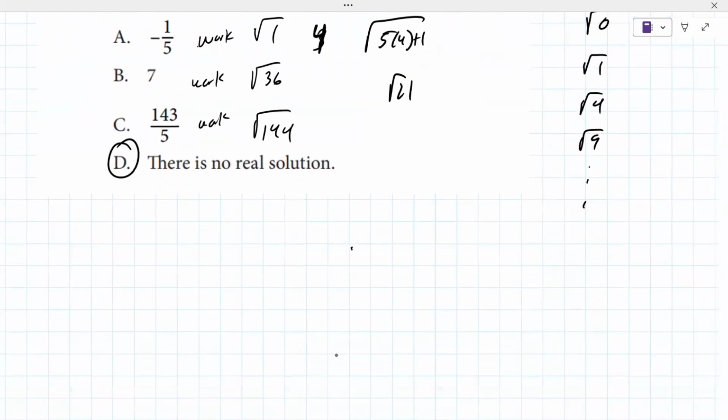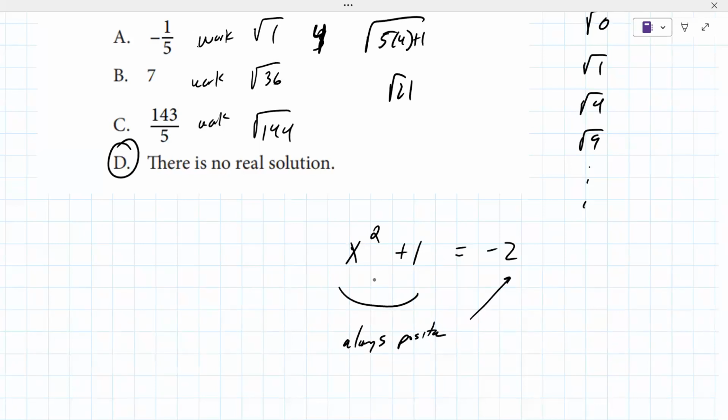Okay. So kind of the analogous problem to that is x squared plus 1 equals -2. When you square something, it's always positive. And if you're adding 1 to something that's already positive, this thing is always positive. So can it ever be a negative number? No. No solution. Okay.